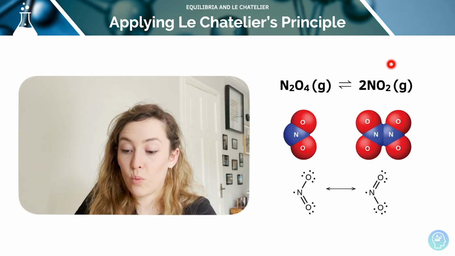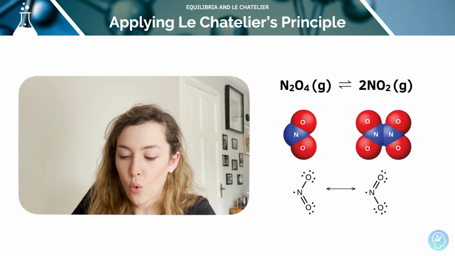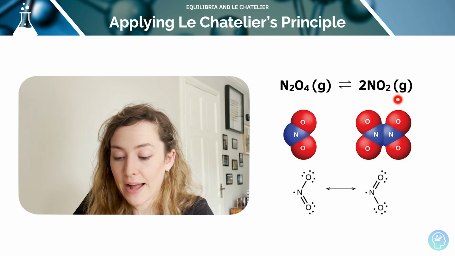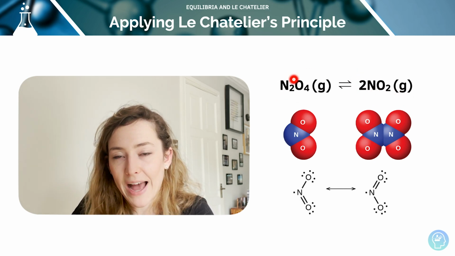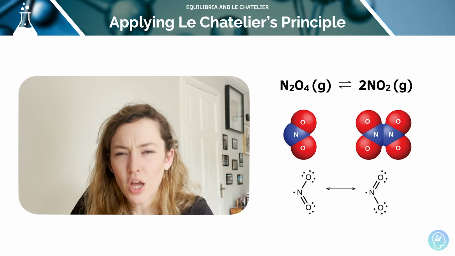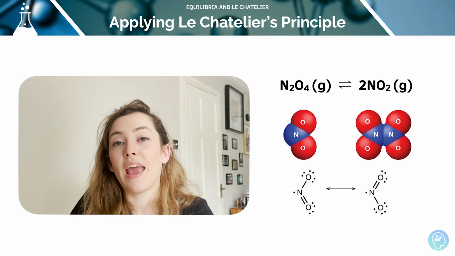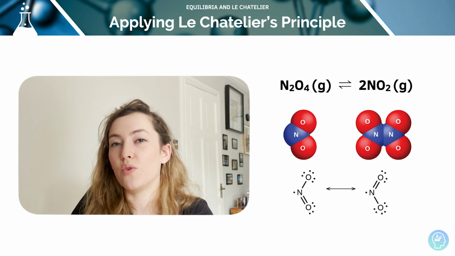A good example, with an actual specific example, is here. We can see we've got 2 moles of gas on the right hand side. We've got only 1 mole of gas on the left hand side. So what do you think is going to happen if I increase the pressure on this closed system?